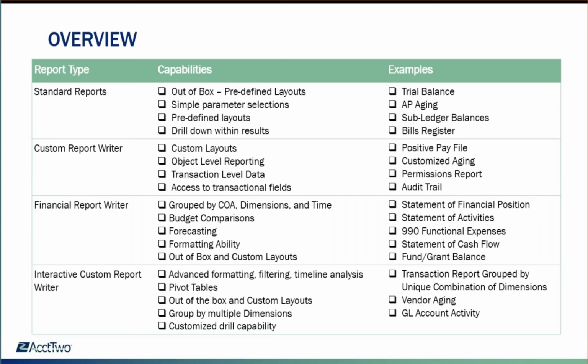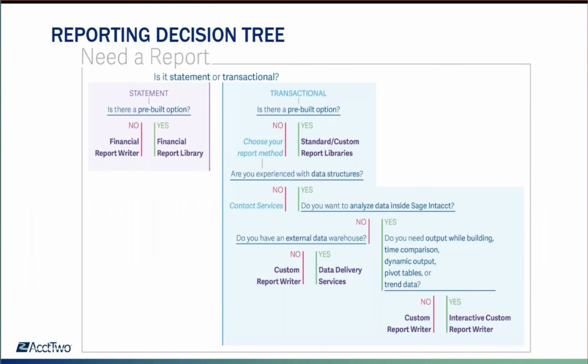So let's get started diving in a little bit deeper. The first thing, a lot of times you may say, well, I need a report. Well, I have these 4 reporting options: standard, custom, financial, and interactive. So where do I start? Well, we've put in a little decision tree for you to look at and help you make this decision of where's the best place to start.